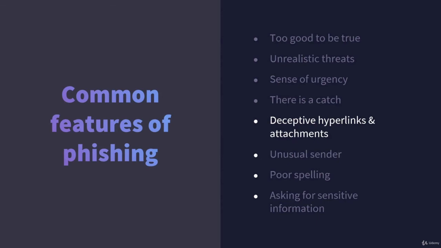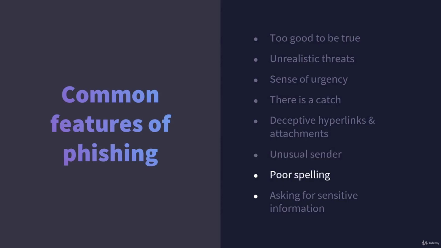Regarding attachments, if you see an attachment that you weren't expecting or that doesn't make sense, don't open it. Attachments can often contain malware. Yet another common feature of phishing is having an unusual sender. Always pay attention to the sender, and don't trust emails or messages sent from senders that look dodgy or, if anything, seem unusual, such as, for example, a character which is out of place in the sender's name and/or address.